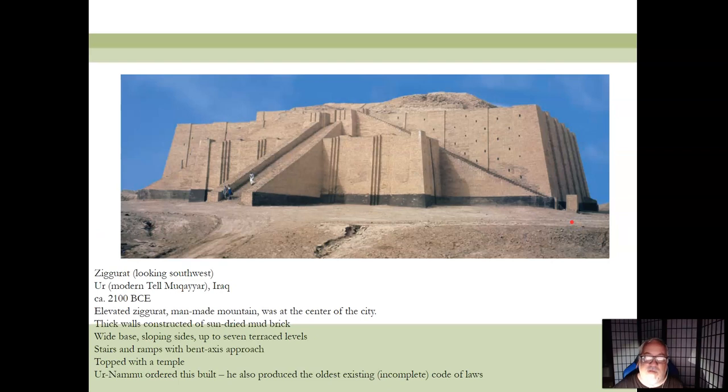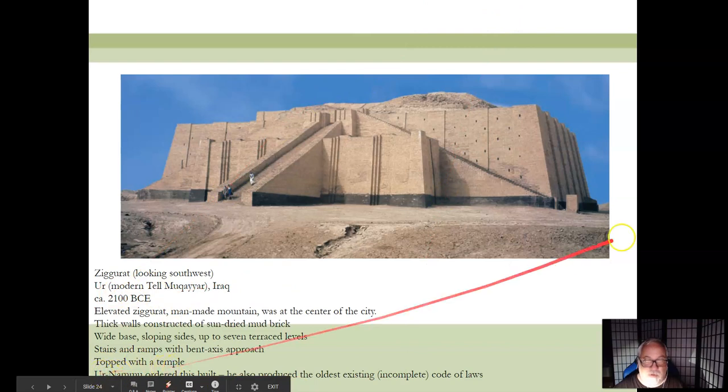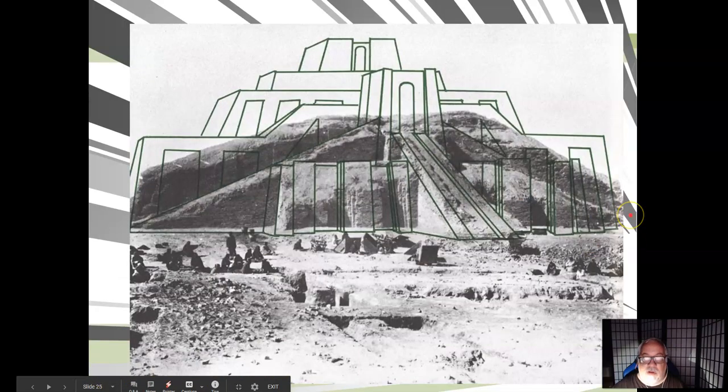We do have one that's in fairly good shape. This is the Ziggurat of Ur. Test question again. The oldest existing code of laws was actually made by the guy who made this temple. His name is Ur-Nammu. This is that other temple and what it should look like.